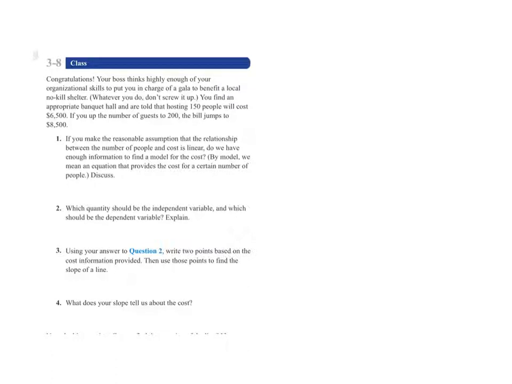All right, so on the class portion, it says, congratulations, your boss thinks highly enough of your organizational skills to put you in charge of a gala to benefit a local no-kill shelter. You find an appropriate banquet hall and are told that hosting 150 people, this looks important, will cost $6,500. And if you up the number of guests to 200, the bill jumps to $8,500. So if you make the reasonable assumption that the relationship between the number of people and cost is linear, do we have enough information to find a model for the cost?